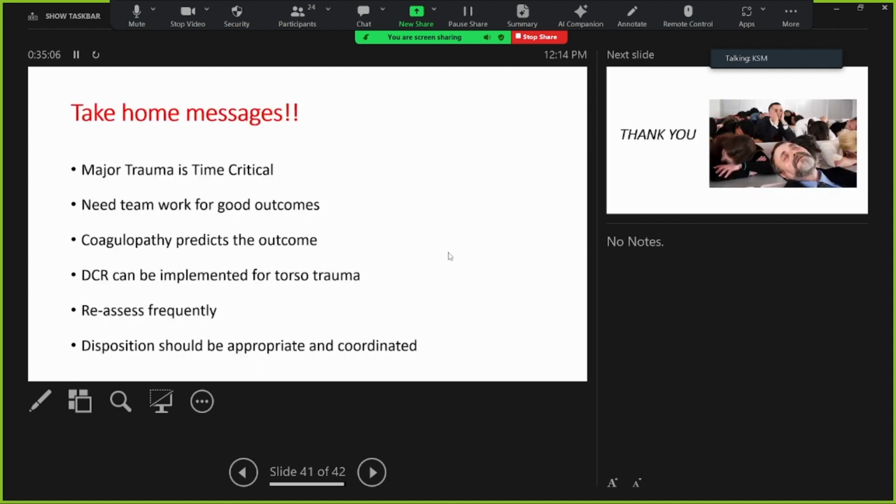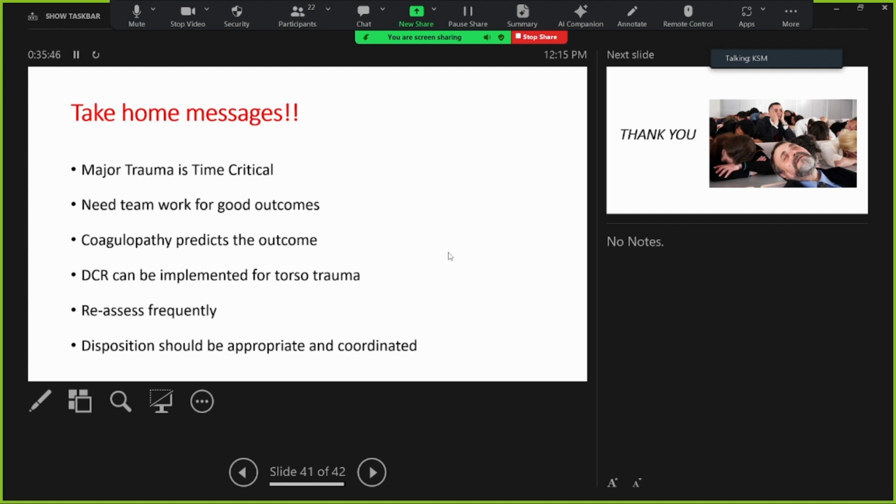I think these are the things I'm emphasizing again as a take-home message. Most major traumas are time critical, and you have to have a very good team. There should be a team for a good outcome, and you have to treat the killers, especially acidosis, hypothermia, and coagulopathy, out of which coagulopathy is the main one. So you have to treat the other things to control the coagulopathy.